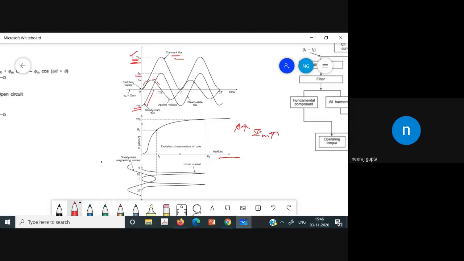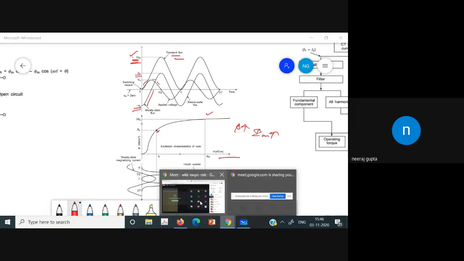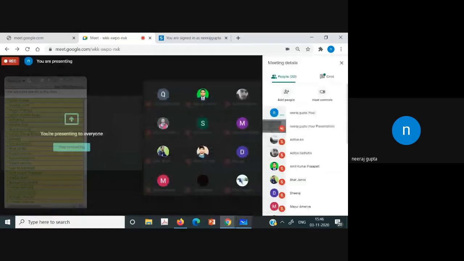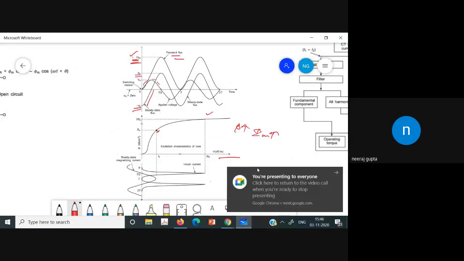Now it drives the operation into the saturation region, and when it is in the saturation region, the current would also increase. Initially it was here, the operating point at the knee point. However, when the operating point moves to the saturation region, then the current curve would be a peaky curve. So this phenomenon is known as the inrush of the transformer. So this is the inrush current of the transformer.